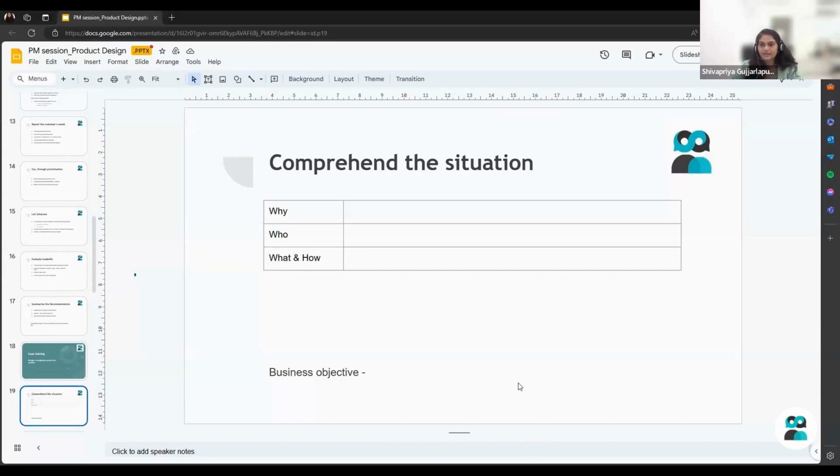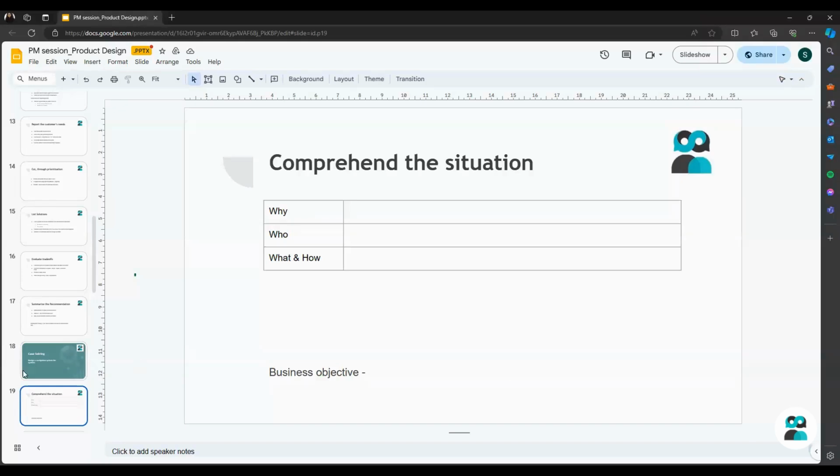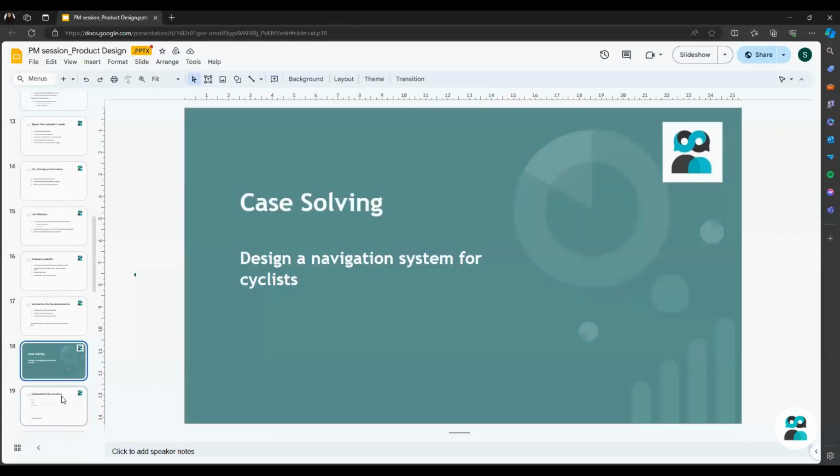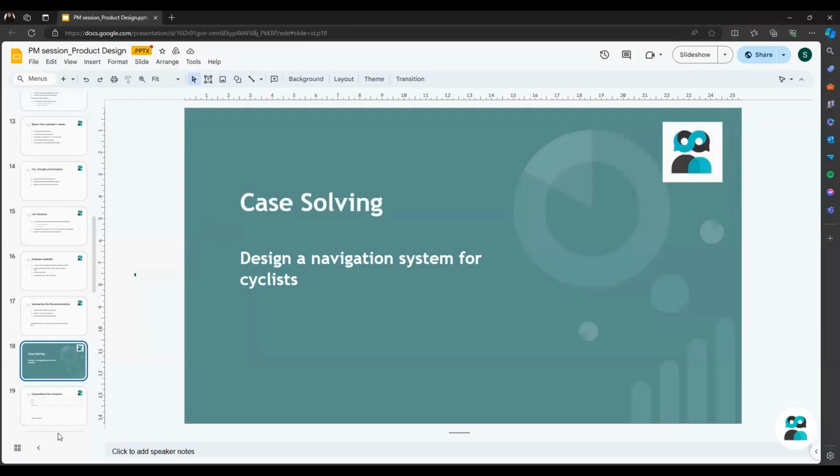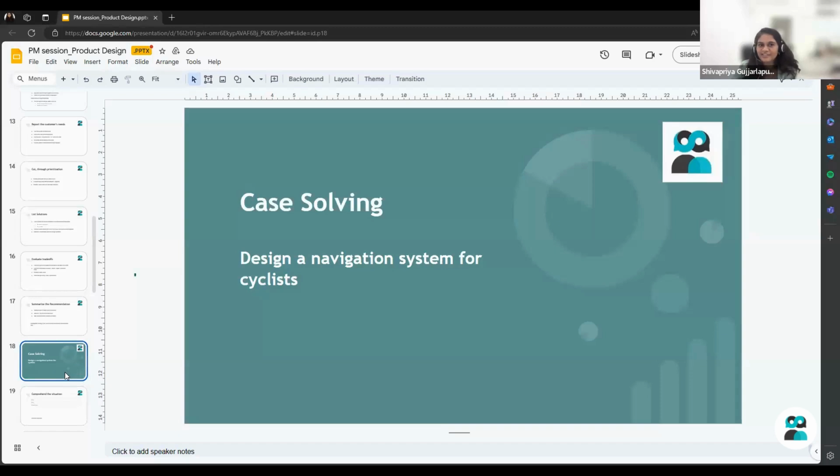I'll track it there. Shivapriya, could you please elaborate the question a bit, because we are not able to understand the question.